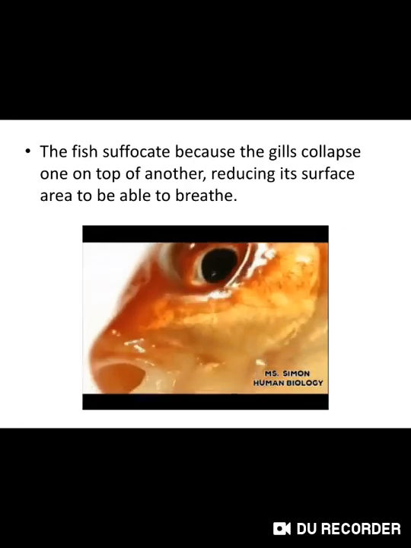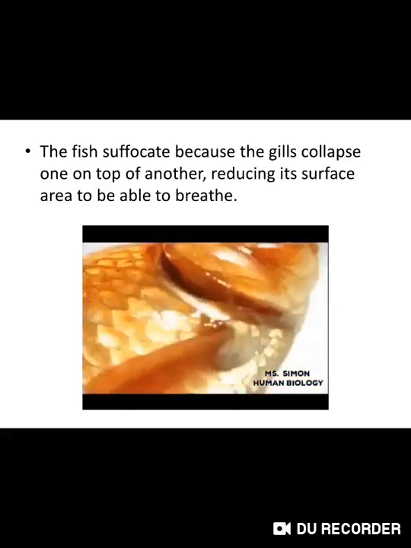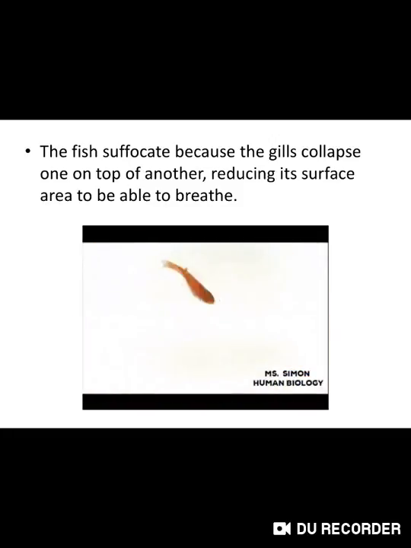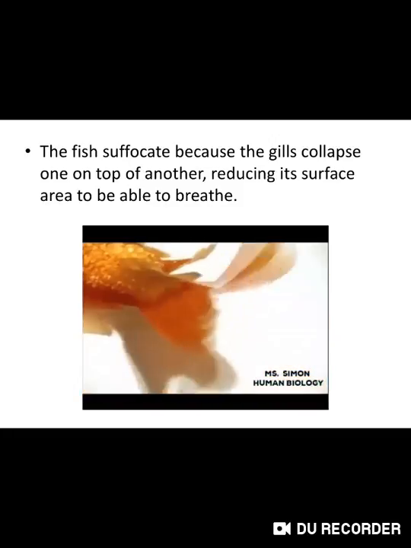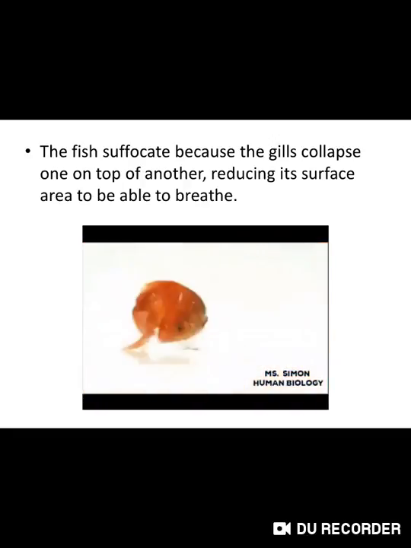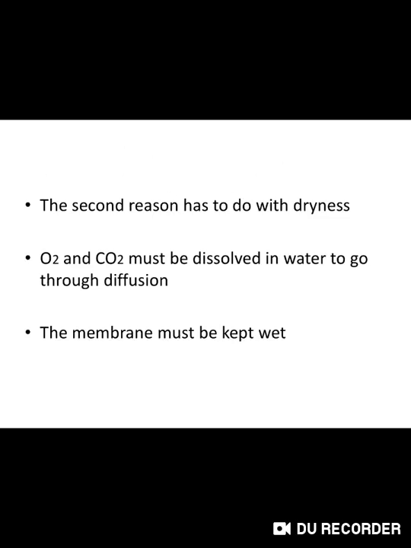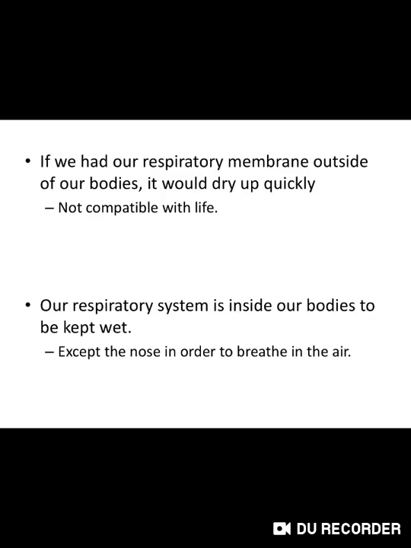Well, for oxygen to be dissolved, it has to be wet. So the fish is going to suffocate because, one, the gills collapse one on top of the other, reducing the surface area available to breathe. And the second is due to dryness, because as I said before, oxygen and carbon dioxide must be dissolved in water to go through diffusion. This means the respiratory membranes must be kept wet.